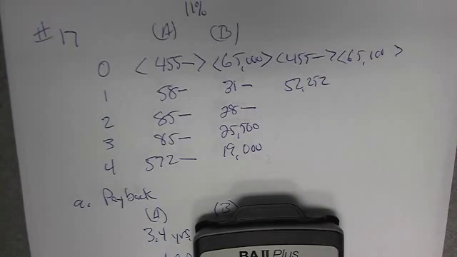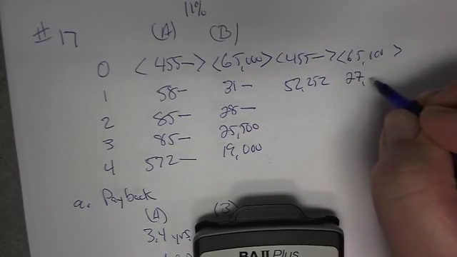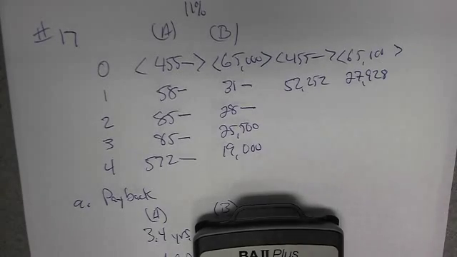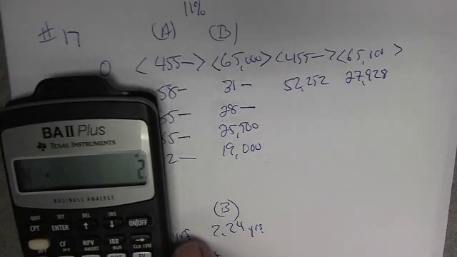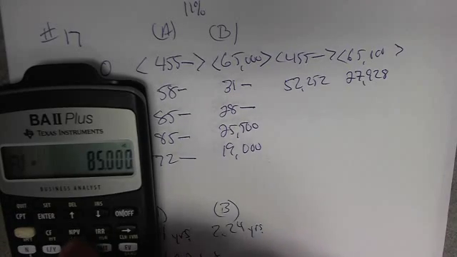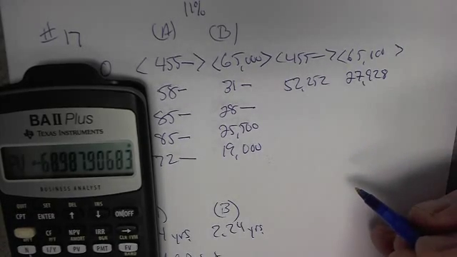And so we don't have to change the n. I'm going to put 31,000 in as the future value for B, and we'll compute the present value of that as well. I'm getting 27,928. We good? Now we go to year 2, so we're going to put 2 in as the n, and we have $85,000 for A, or 68,988.